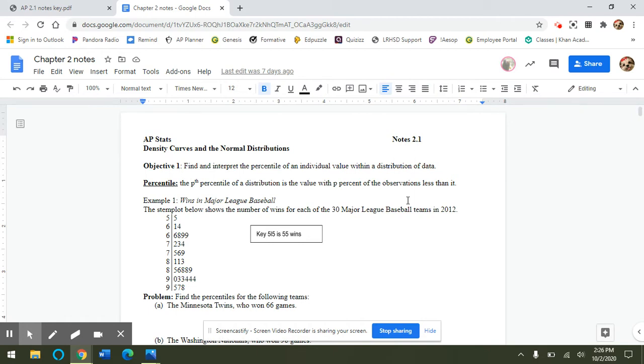So today we're going to start chapter 2. Our first objective is we want to be able to find and interpret the percentile of an individual value within a distribution of data. So the first thing we need to do is talk about what a percentile is. The percentile of a distribution is the value with p% of the observations less than it.